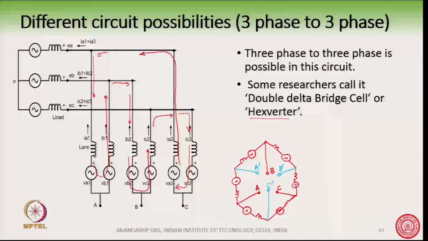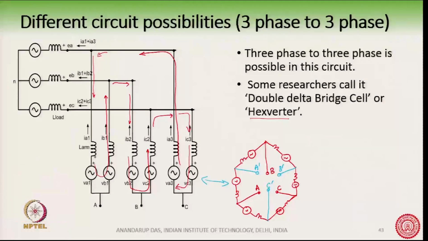Okay. So, these two are the same circuit, but I am again drawing it in a different fashion. You can clearly see the ABC and A dash B dash C dash system connected through the converter. That is why this is typically looking like a hexagon. So, the author who had proposed it first called it a hexverter.